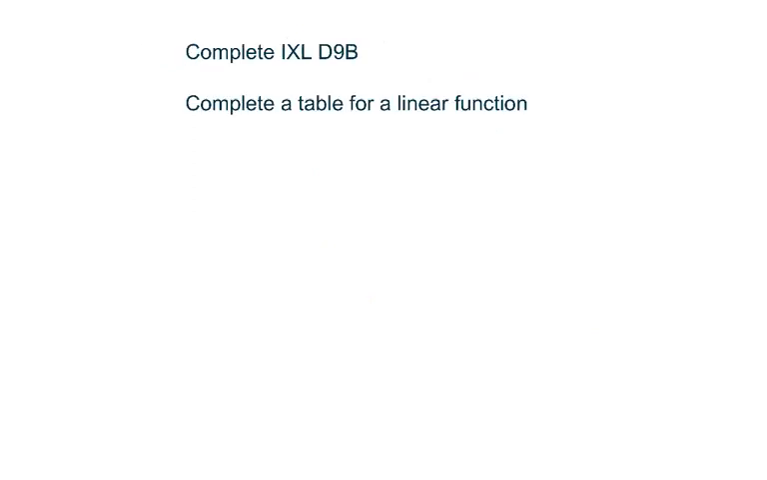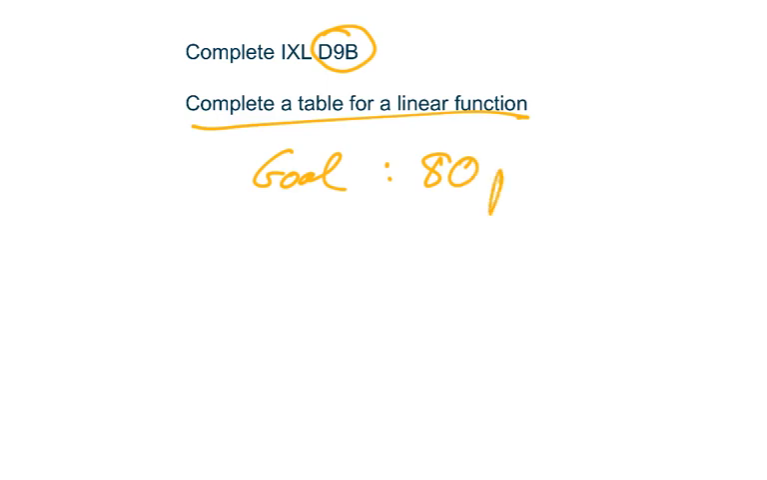So your homework for this section is to go onto IXL, type in the code D9B, which is called complete a table for a linear function. And the goal is to score 80 points. And successful completion will give you full credit on a homework assignment.